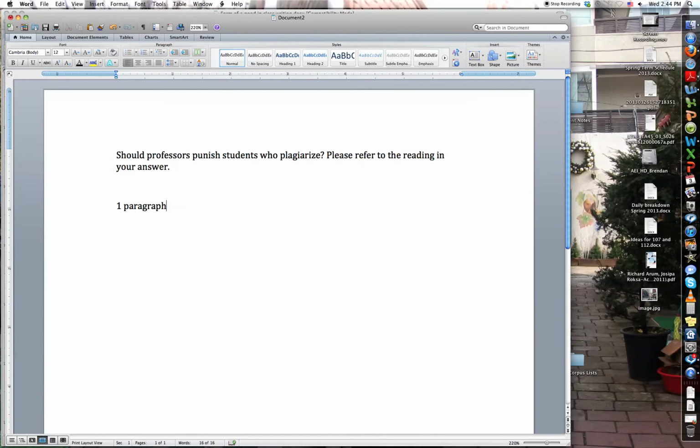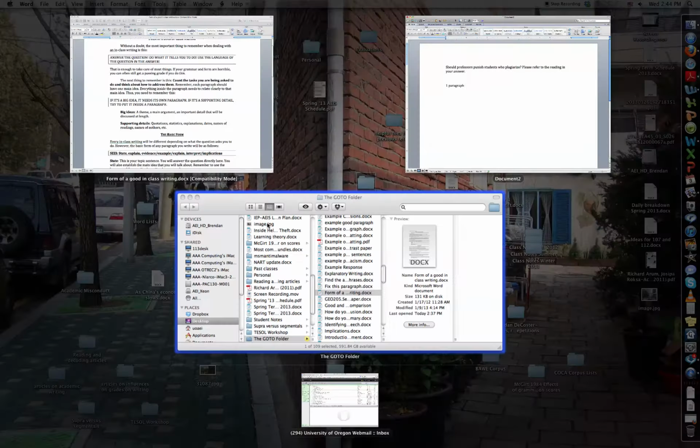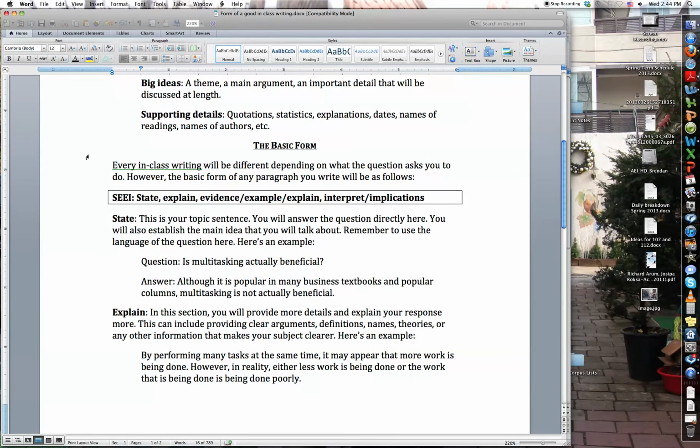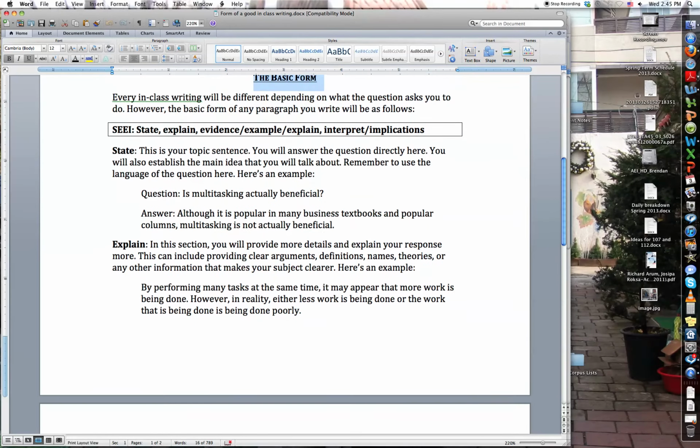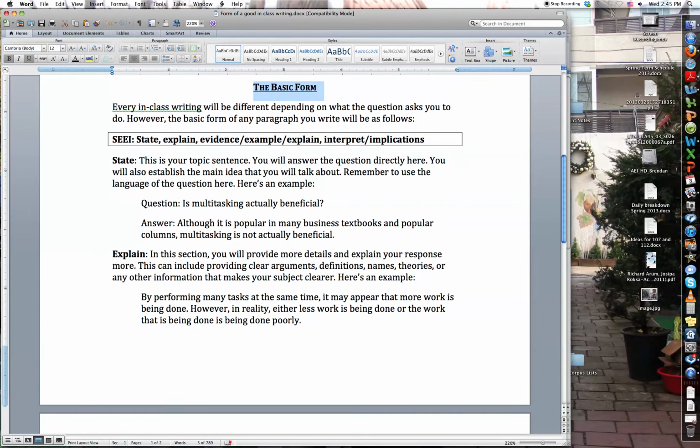The reason I know I'm only going to need one paragraph is this. The basic form of an in-class writing is going to contain 4 very important parts and one other part that goes between 2 of the parts. You can just remember this basic form, SEEI. That stands for state, explain, evidence/example/explain, and then interpret/implications. Here's what that means.